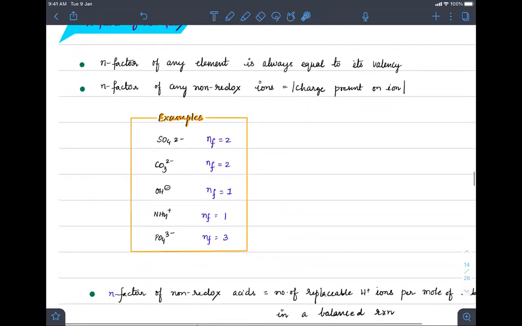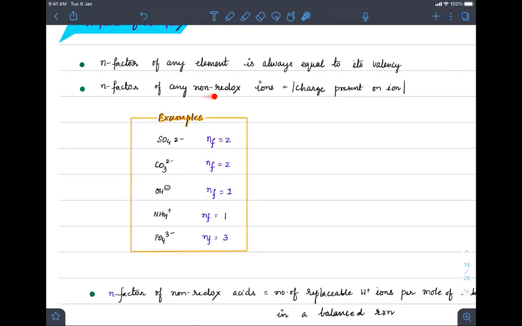Now we can say that the N factor of any element is always equal to its valency. For instance, if you see these examples, SO4 has a -2 charge on it, so we can say its N factor is 2 itself. Carbonate has a 2 minus charge, so its N factor is 2. And one thing, N factor is always a positive term. OH minus has -1, so its N factor is 1. NH4 plus is 1. PO4 3 minus, N factor is 3.